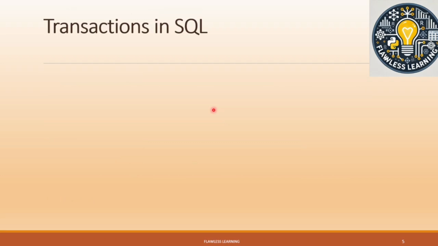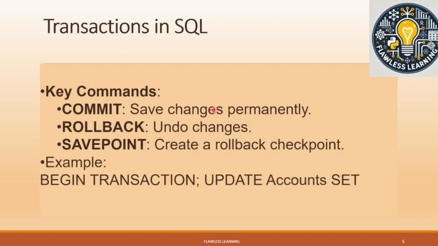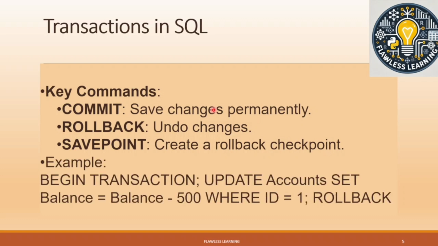Now there are transactions in SQL. So what is a transaction? There are key commands in SQL: COMMIT, ROLLBACK, and SAVEPOINT. COMMIT saves changes permanently, ROLLBACK undoes changes, and SAVEPOINT creates a rollback checkpoint. There is an example also: BEGIN TRANSACTION, then UPDATE accounts SET balance = balance - 500 WHERE id = 1.